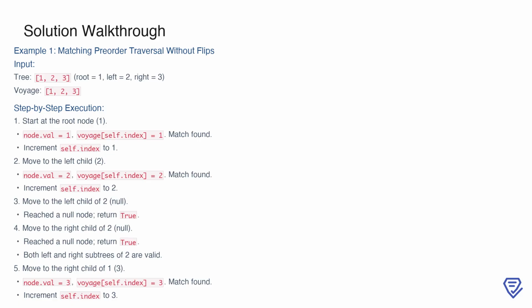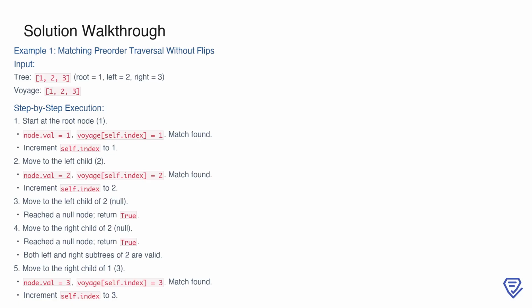Next, we move to the left child of the root, which has value 2. Again, this matches the current value in the voyage, so we increment the index again. Since the left child of node 2 is null, we return true and do the same for the right child of node 2, which is also null. This confirms that both left and right subtrees of node 2 are valid.